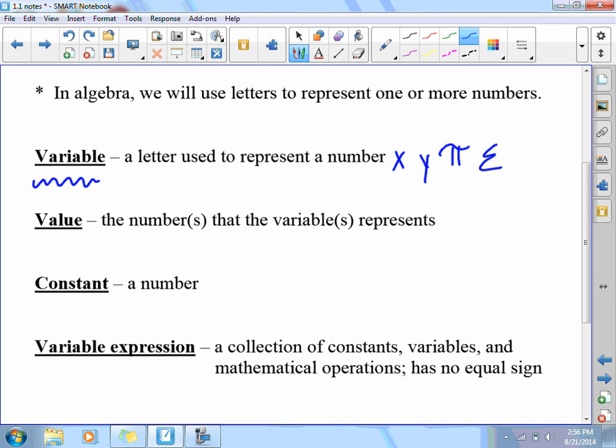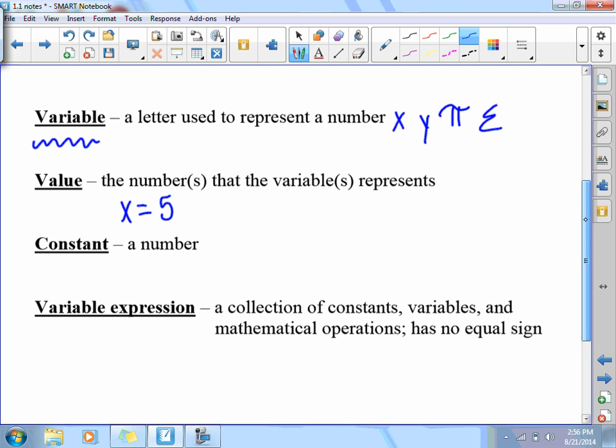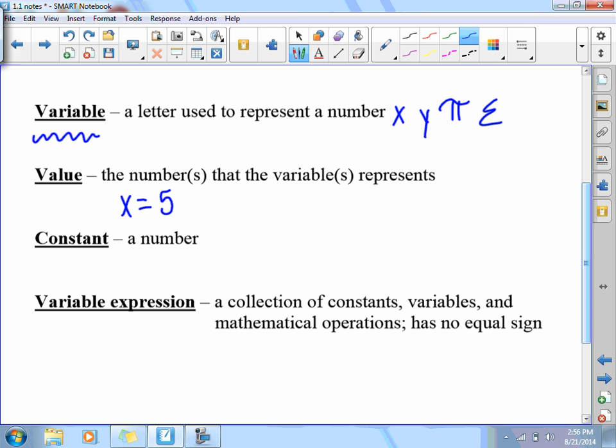And the value is the number that that variable is representing. So when you say x equals 5, then anytime you see the variable x, it has a value of 5. So 5 would be the value of x in that case. A constant is just a fancy math term for a number, any number. So constant is just a new vocabulary term that you have to be familiar with.